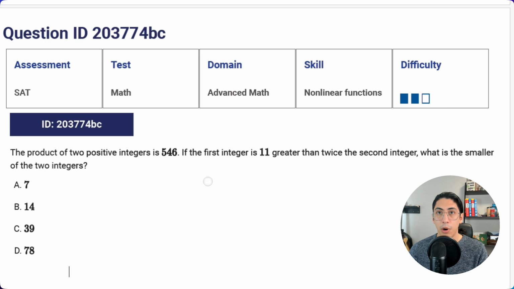We're going to have trickier word problems, so take a look at this one. It says the product of two positive integers, which are like whole numbers, 1, 2, 3, 4, 5, 6, 7, 8, 9, 10, is 546.